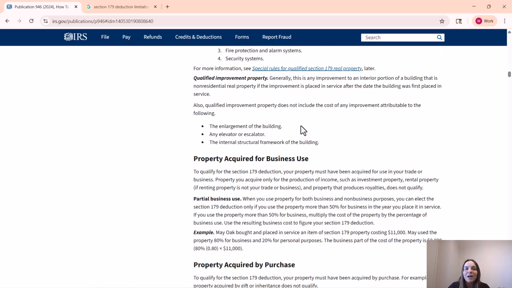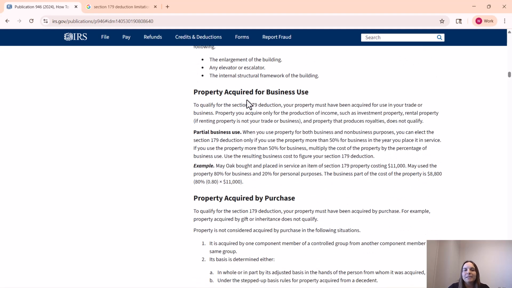Generally, you can do qualified improvement property, but that cannot include enlargement of a building, an elevator, an escalator, or any internal structural framework. So anything that attributes to the structure of that building is not going to qualify.